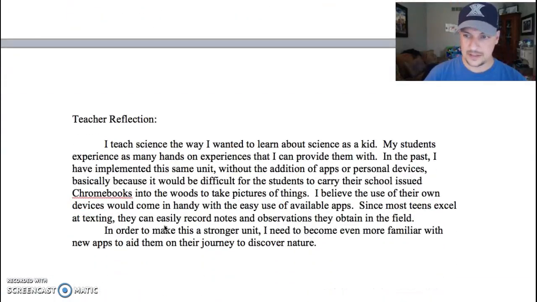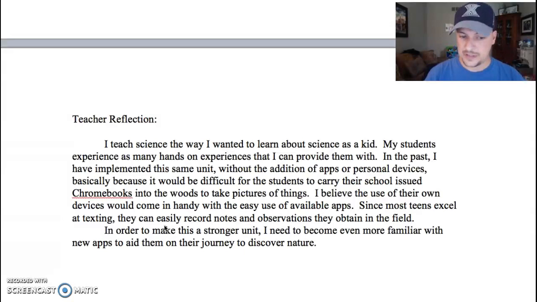Now, my reflection as I went through this was that I do teach science in the way that I wanted to learn science as a kid. My students experience as many hands-on experiences that I can provide them with. In the past, I've implemented the same unit, like I said at the beginning, without the addition of apps or personal devices, basically because it would be difficult for them to carry around their Chromebooks and be like, hey, get a picture of this, picture of that.